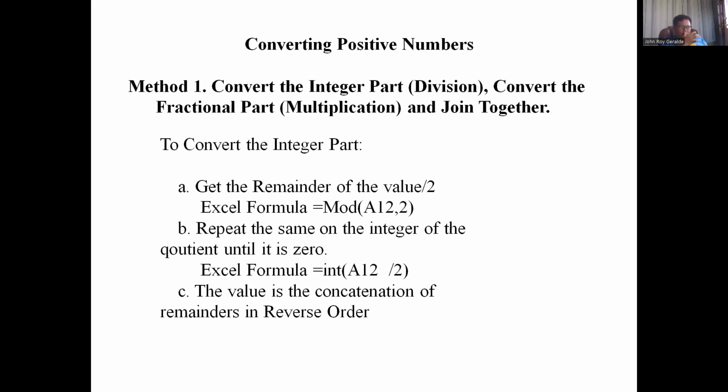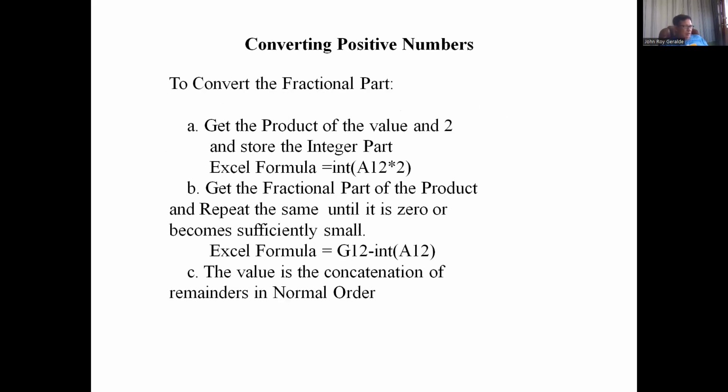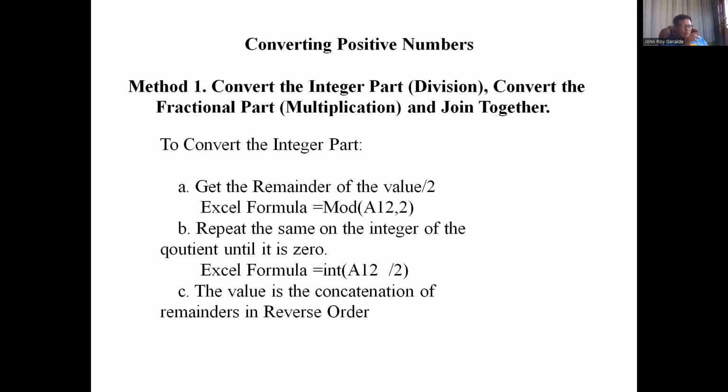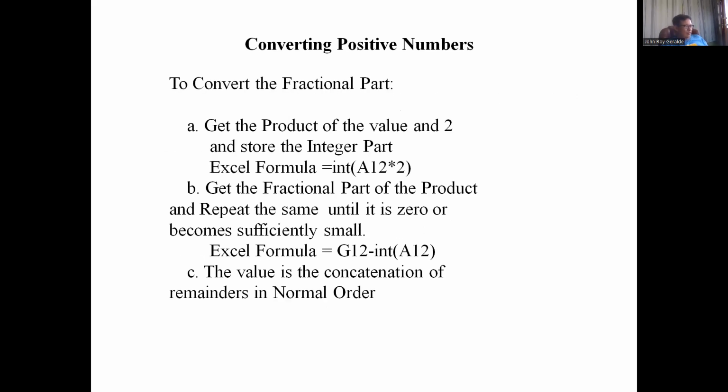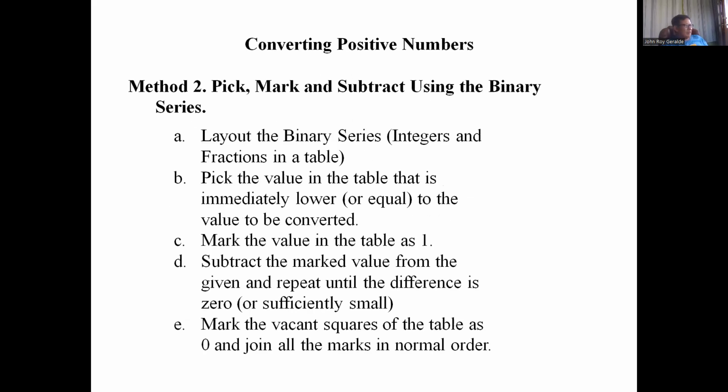This is converting the integer part. To convert the integer part, we continuously divide until the quotient is 0. Then to convert the fractional part, we continuously multiply, get the fractional part of the product, and repeat until it is 0. Then we concatenate the integer and fractional parts, and we get the fixed point representation. Do you follow? Is there an example here?